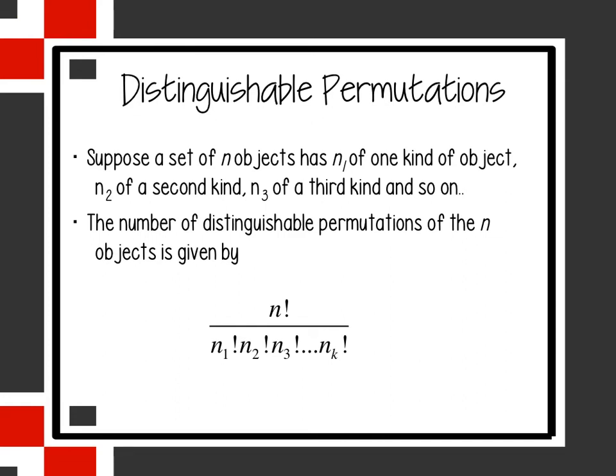So if a value repeats, you have to accommodate for it. So this one says, suppose a set of n objects has n1 of one kind of object, n2 of a second kind, n3 of a third kind. So if I had 3 A's, 4 B's, 5 C's, then you would count how many there are. Those would be your n's. And the number of distinguishable permutations of the n objects would be given by n factorial over n sub 1 factorial, n sub 2 factorial, and so on and so forth until you've accounted for all the objects that are in the bag. So if I had a bag of 10 red socks, 5 black socks, and 7 purple socks, and I asked you to pull out 3, how many ways can you get each one? You would have to account for the repeated one.